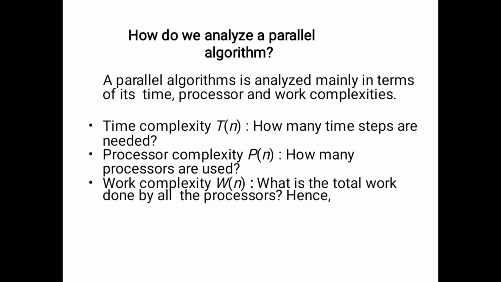How do we analyze a parallel algorithm? A parallel algorithm is analyzed mainly in terms of its time, processor and work complexities. The time complexity, T of n, is how many time steps are needed. The processor complexity, P of n, is how many processors are used. The work complexity, W of n, is the total work done by all processors.